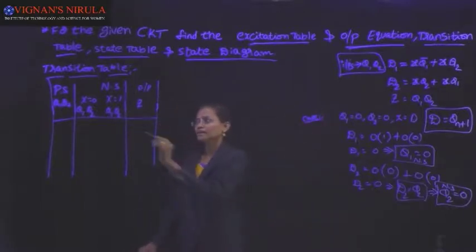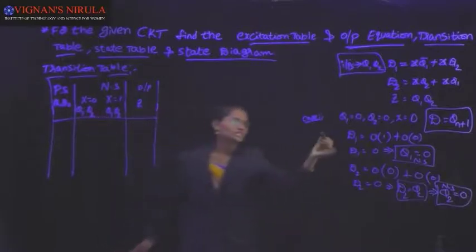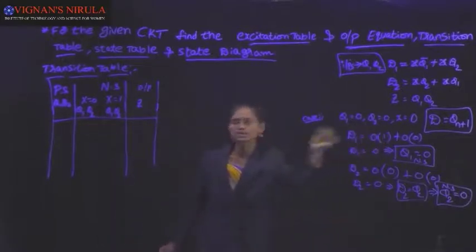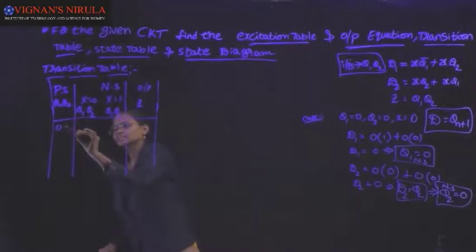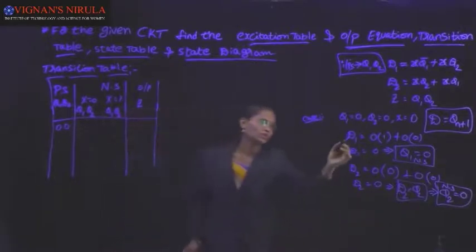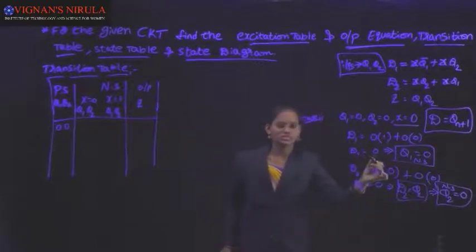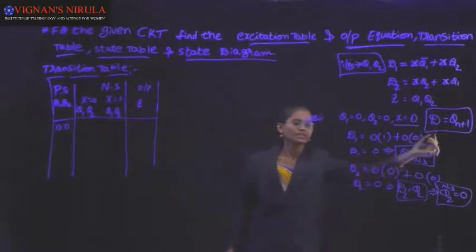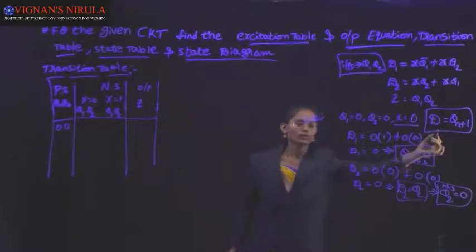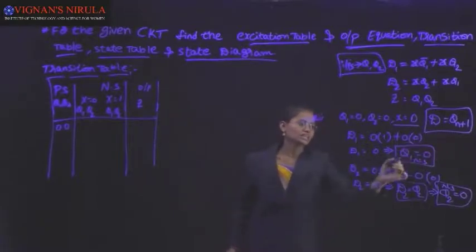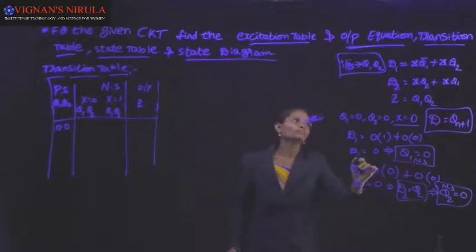Okay, and here Q1 Q2, the first case is Q1 0 and Q2 also 0. In that case, if X equal to 0, D1 is 0. Here, by using the characteristic equation D equal to Qn plus 1, Qn plus 1 is the next state, that is D1 is 0 and here Q1 is also 0.